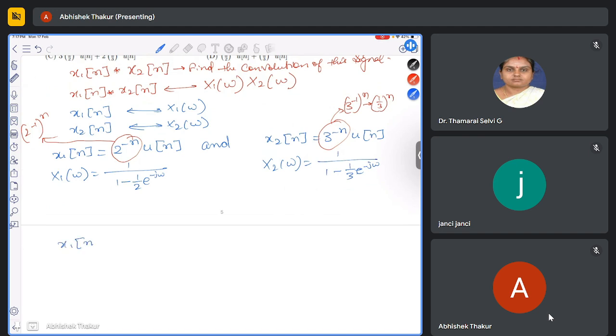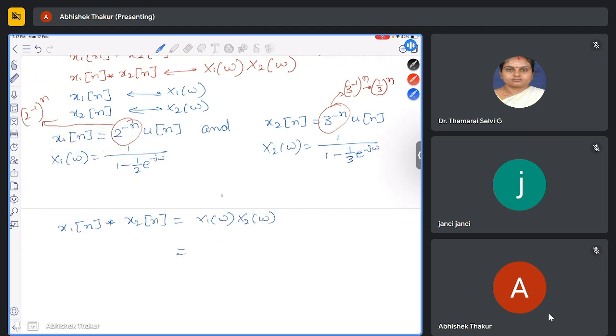The convolution of x1[n] and x2[n] is given as the multiplication of X1(omega) into X2(omega). So we can write it as 1 by 1 minus half e to the power of minus j omega into 1 by 1 minus 1 by 3 e to the power of minus j omega.